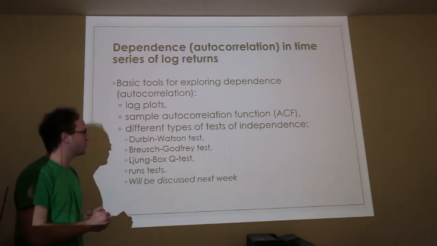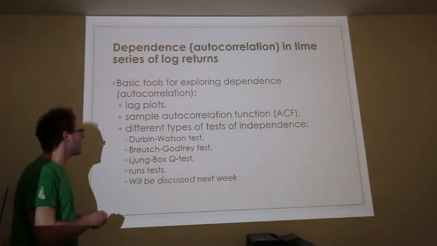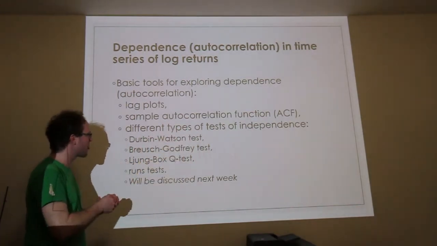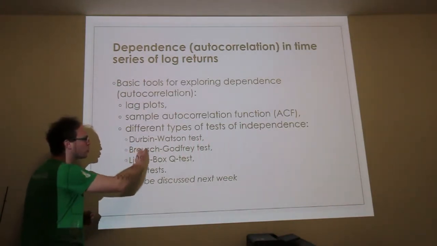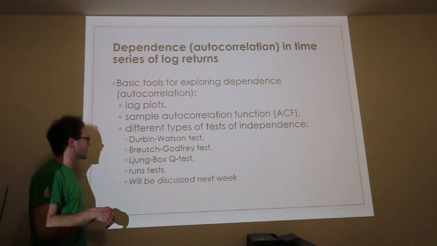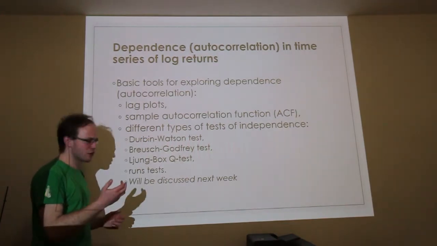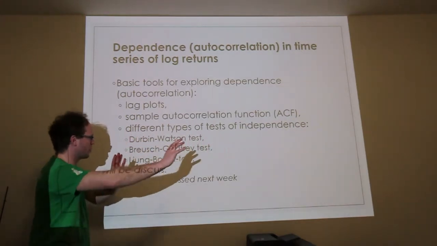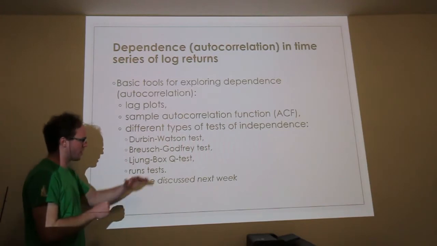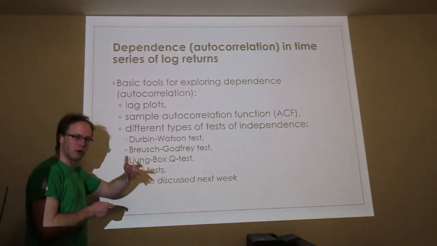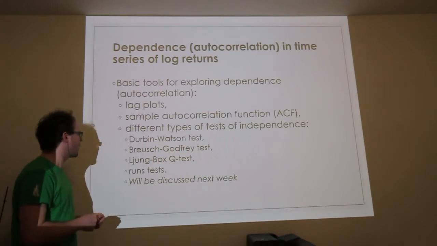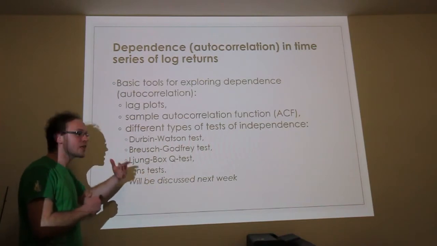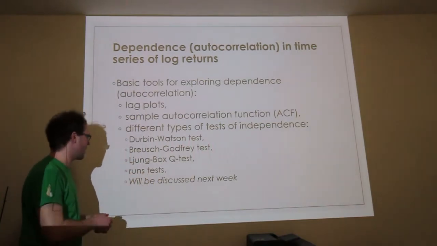Different types of tests of independence. Maybe you know the well-known Durbin-Watson test, the Durbin-Watson test statistic, the Breusch-Godfrey test, which is based on artificial regression of the residual component, the Ljung-Box Q test, which is based on correlation coefficients, and, for example, runs tests. The test designed on signs.